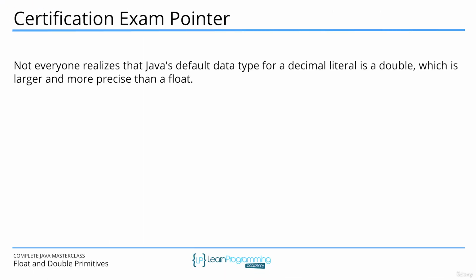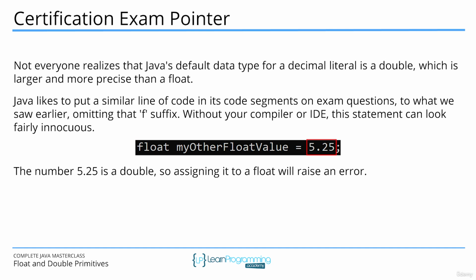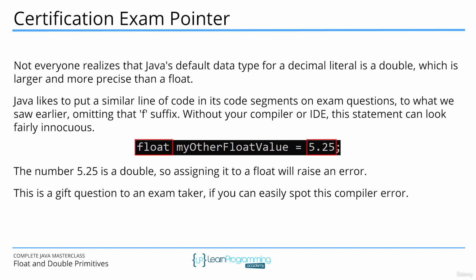Not everyone realizes that Java's default data type for a decimal literal is a double, which is larger and more precise than a float. Java likes to put a similar line of code in its code segments on exam questions to what we saw earlier, omitting that F suffix. Without your compiler or IDE, this statement can look fairly innocuous. The number 5.25 is a double, so assigning it to a float will raise an error. This is a gift question to an exam taker if you can easily spot this compiler error. Just remember, in Java, a decimal number literal is a double. A float is less precise than a double, so you cannot just assign a more precise value to a less precise variable type without using a suffix or explicit cast.